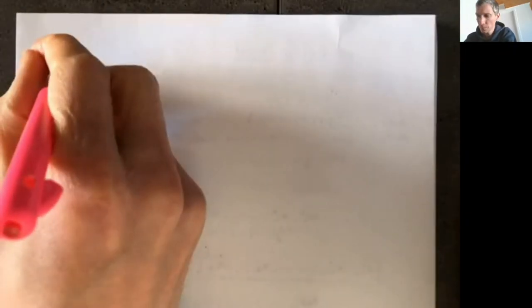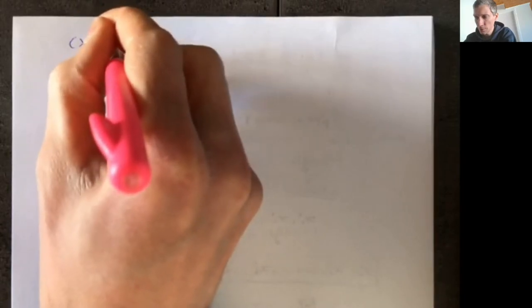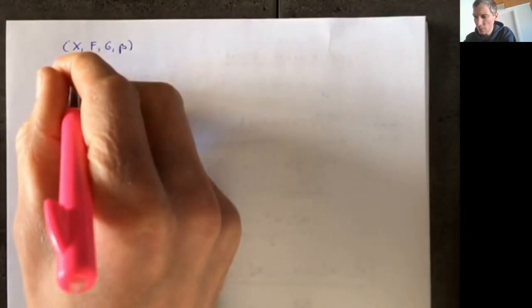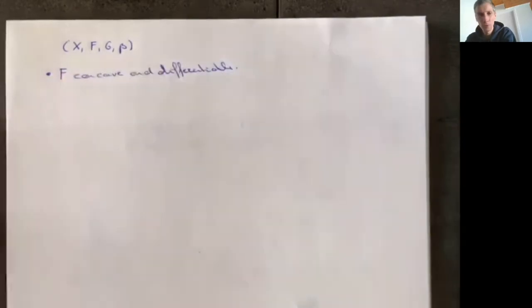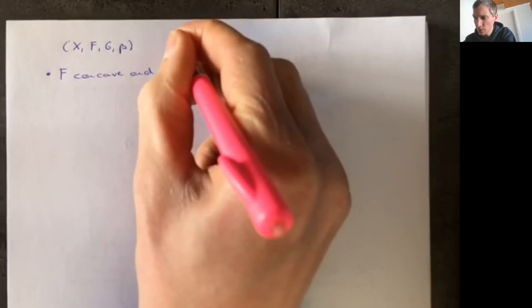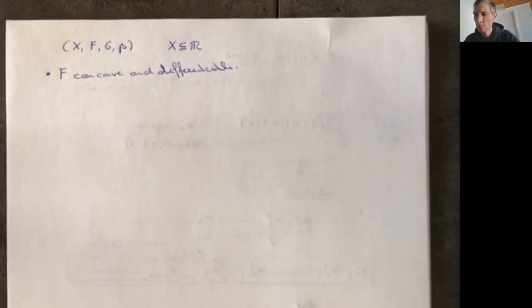So, as before, we have a problem X, f, g, beta. We can assume it's regular so that all the smoothness conditions and the boundedness conditions are satisfied. So we're going to assume several things. First of all, f is going to be concave and differentiable. And let me also assume that X is a subset of R, so I'm looking at states in the space R to make my life easier.